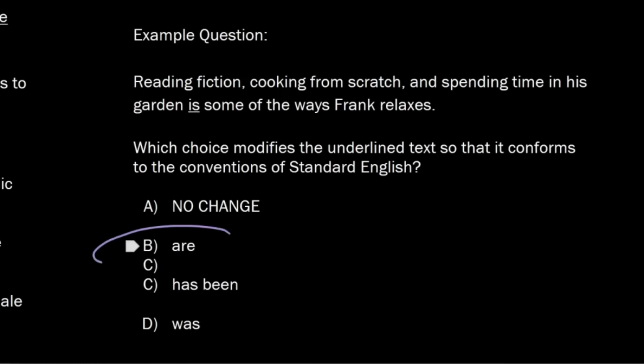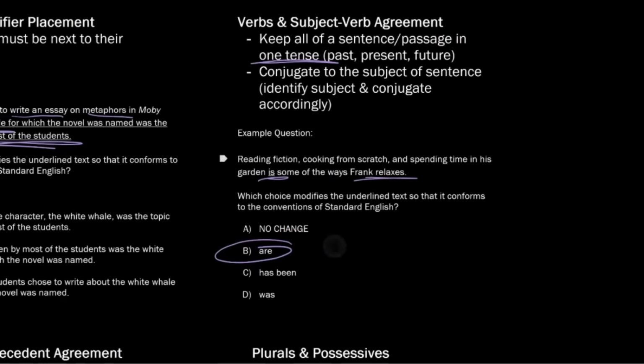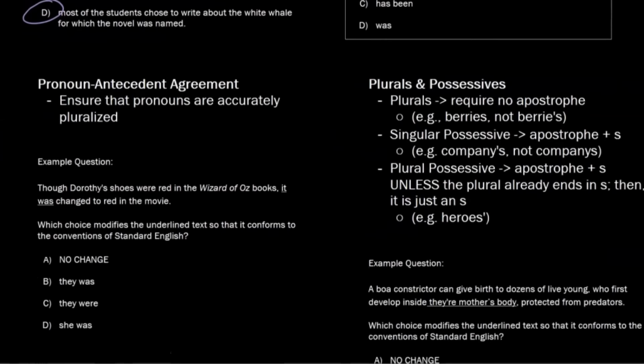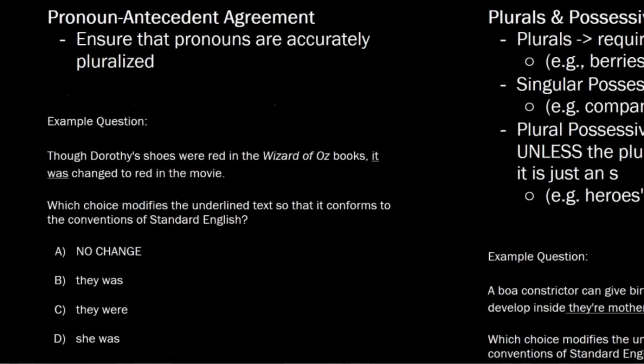This is present tense. He's currently doing the relaxing, right? They are some of the ways that he relaxes. They is not some of the ways that he relaxes, right? They are some of the ways.